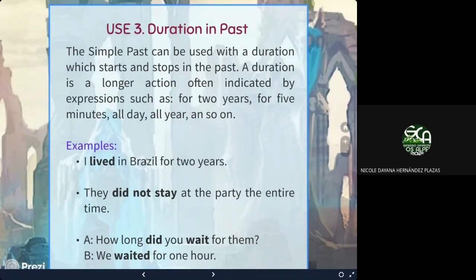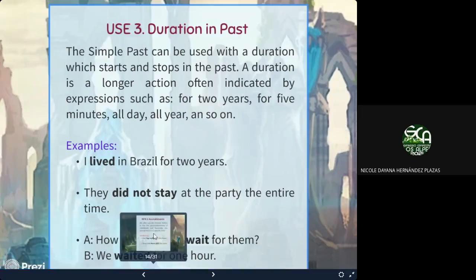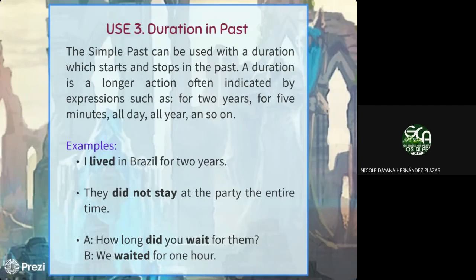Use number 3? Are you sure? Did you take notes? Okay, ready? No. Just let me know.